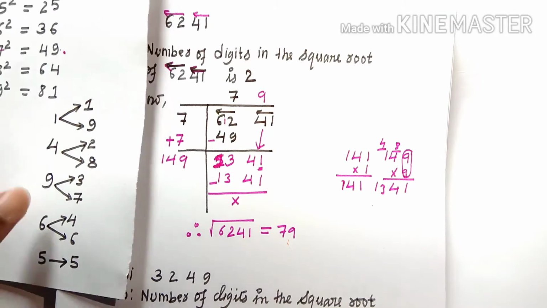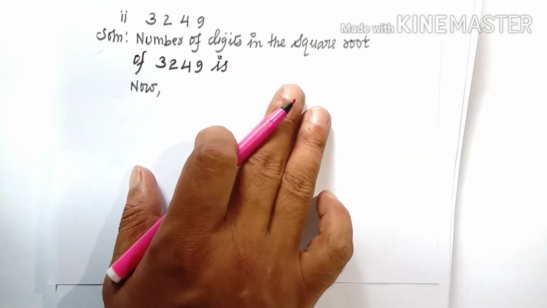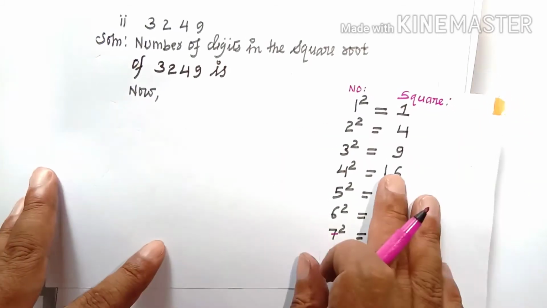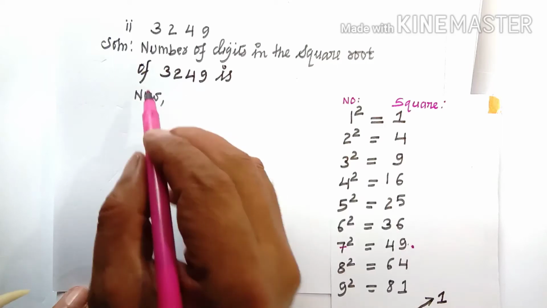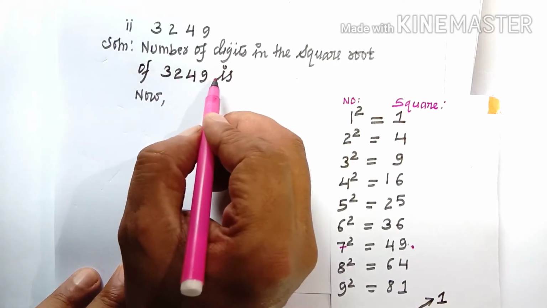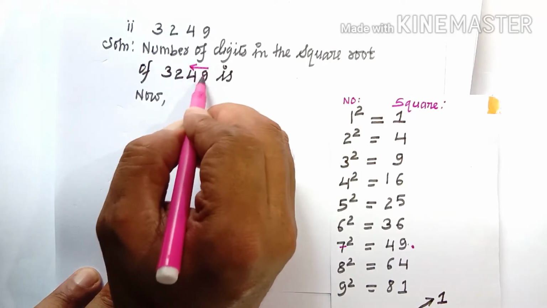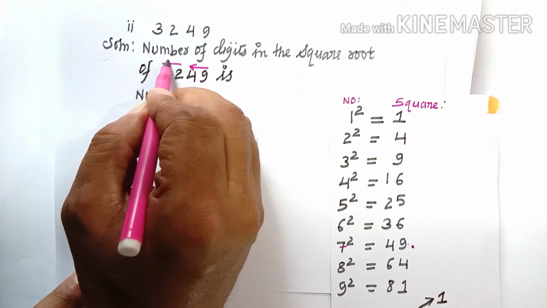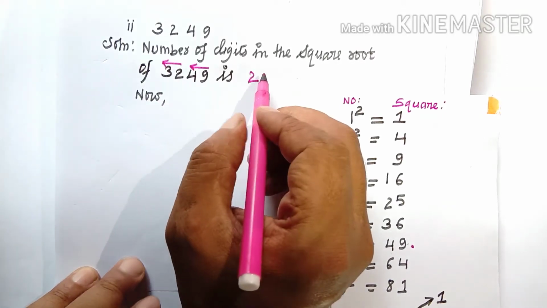So now sub question number 2. Again here the same rule or the same method we need to apply. Now first I need to note the number of digits in the square root of 3249. So how to find out the number of digits? Just make periods. So this will be one pair, this will be another pair. So how many pairs? Yes, that is 2 pairs. So the first answer we have got.